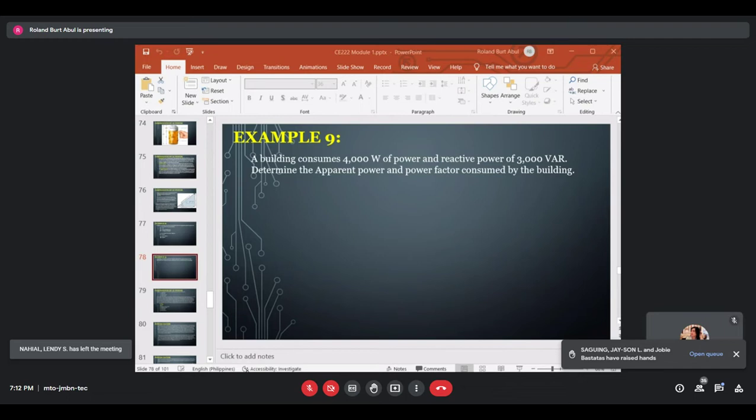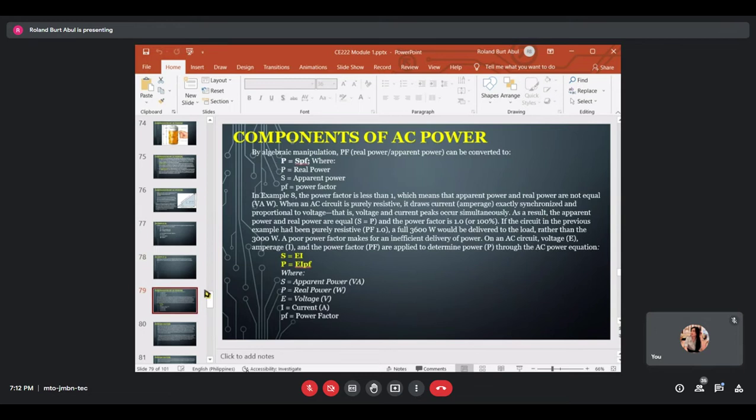Next is determine the phase angle phi. Remember, this power factor formula is also equivalent to cosine phi. So, we take the cosine inverse to get the value of phi. So, given the power factor, the phase angle is about 33.6 degrees. Did you get this example? Yes, sir.